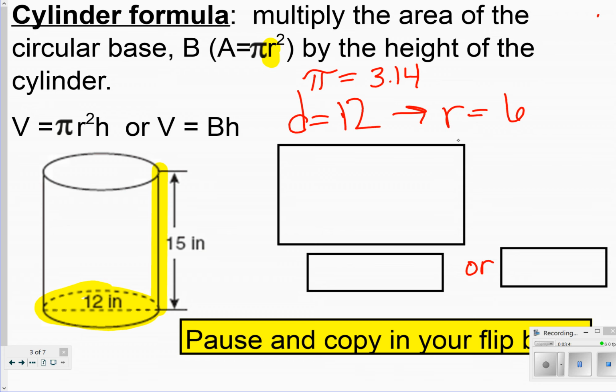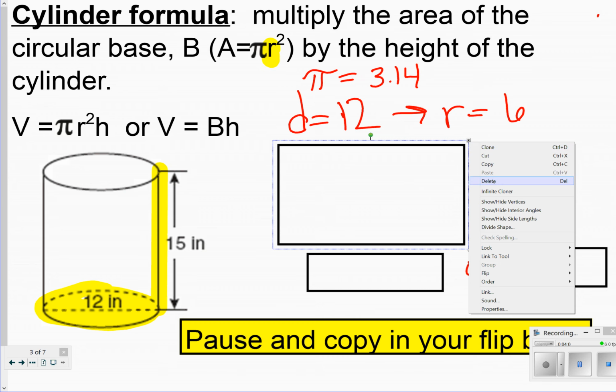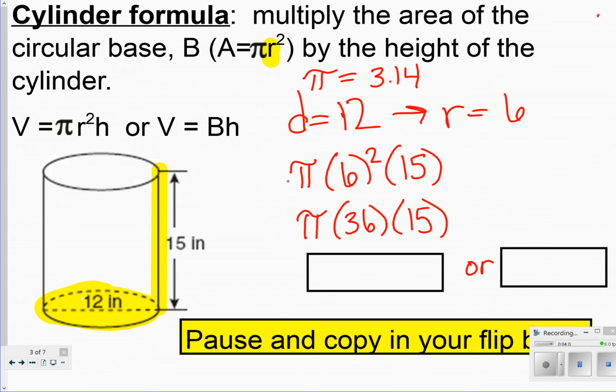Okay? So using this information, let's plug this into our formula, which we see over here. Pi r squared times height, or the area of the base times the height. So let's go ahead and determine this. We have pi times r squared, which is 6 squared, times the height, which is 15. Using order of operations, we would find that it's pi times 36 times 15.